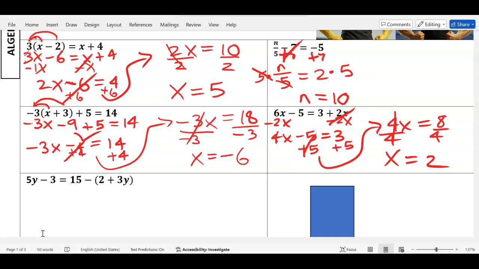Now, look at number 5. Okay, bottom left one here. This is the most complicated one. Stay with me, because again, do you have one like this on your quiz? Okay, so let's do this.